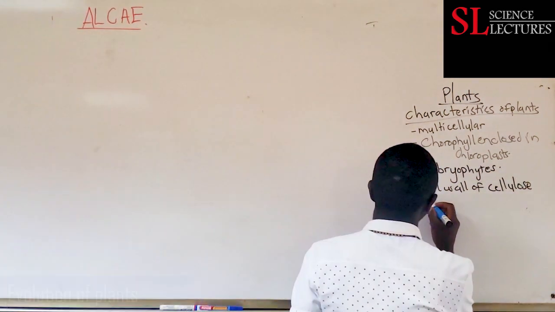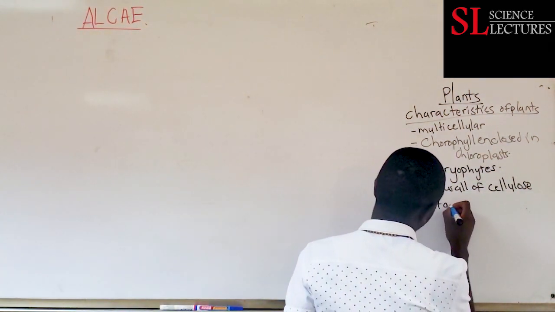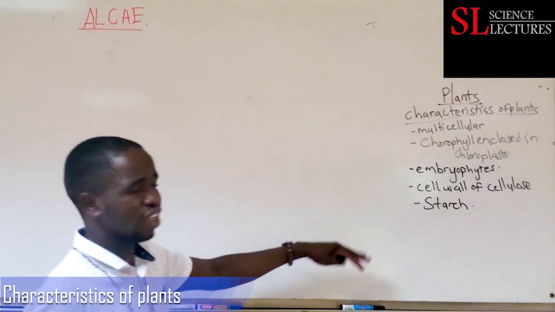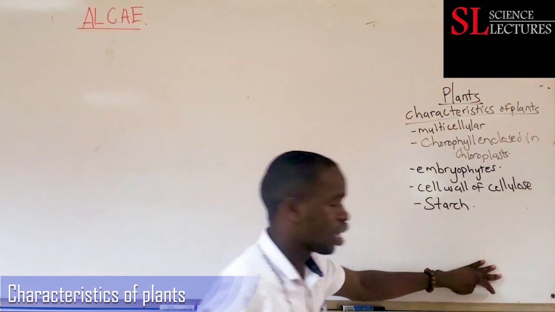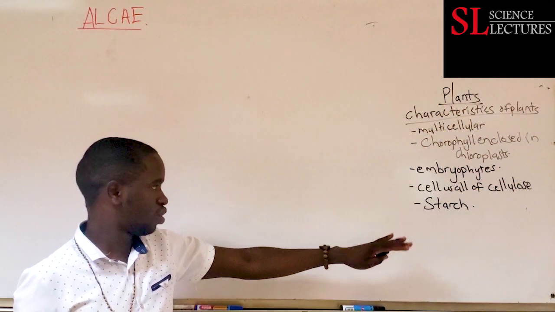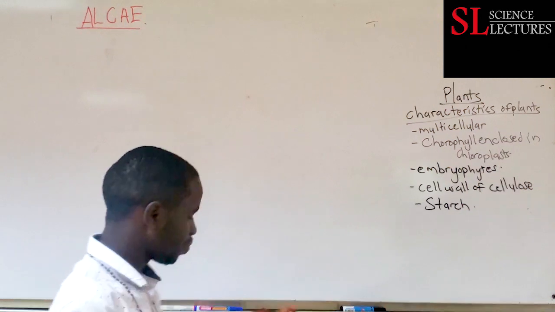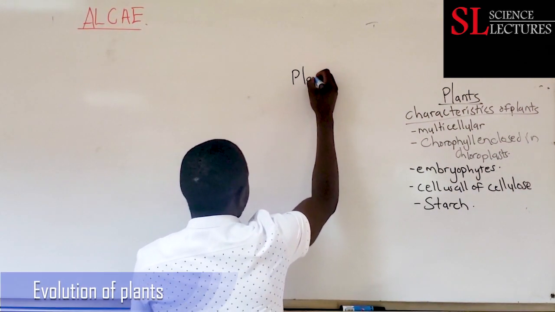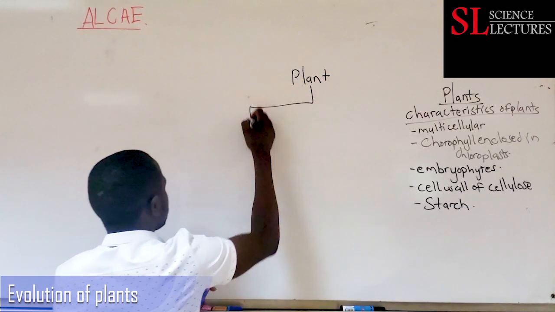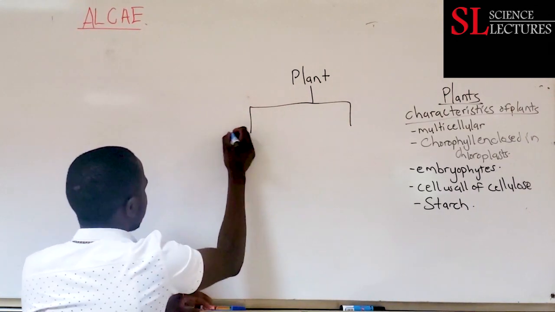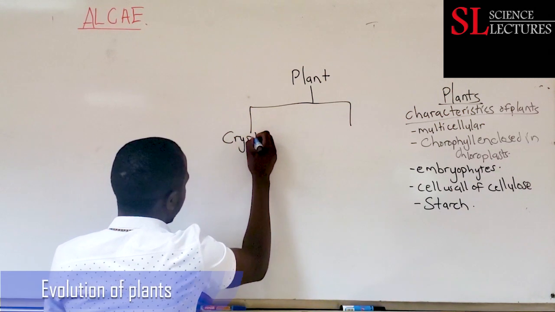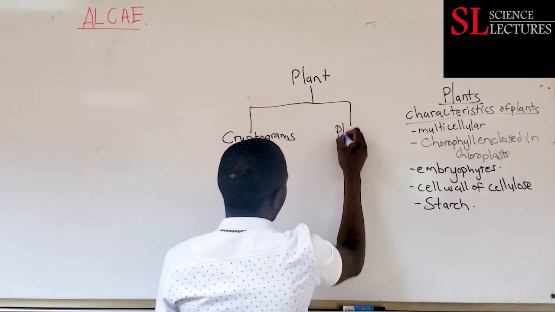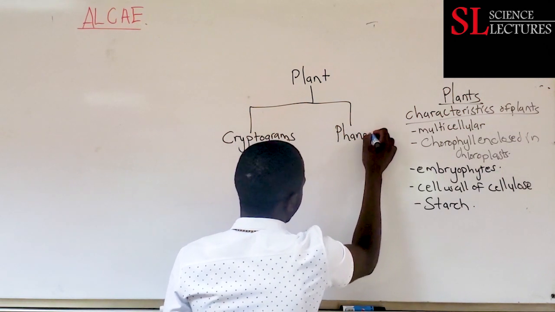Then number five, their major storage product is starch. However, this varies for different plants, as we are going to be seeing. After having looked at that, we need to know that the plant kingdom is very diverse, but it is divided into two major groups. Number one, you have what they call the cryptogams, and you have the phanerogams.